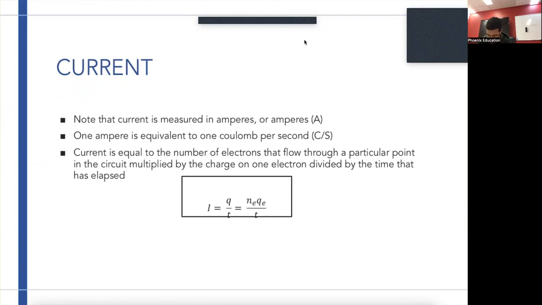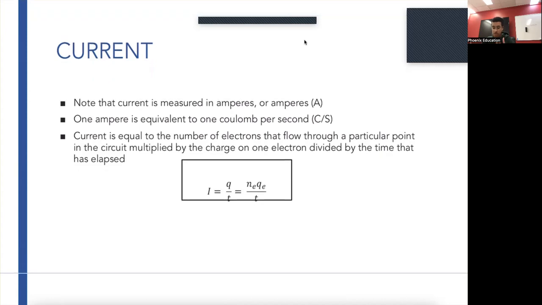The reason it says N times Q is that if you have multiple electrons, the net charge of those electrons will be the charge of one electron plus the charge of another electron plus the charge of another electron, right? So the total charge will be N times Q, and the total current would be NQ over T. But if you're just given one electron, the current of that electron would be given by Q over T, okay? And the unit for current is amps, okay?